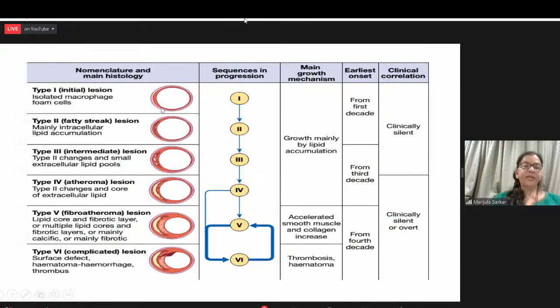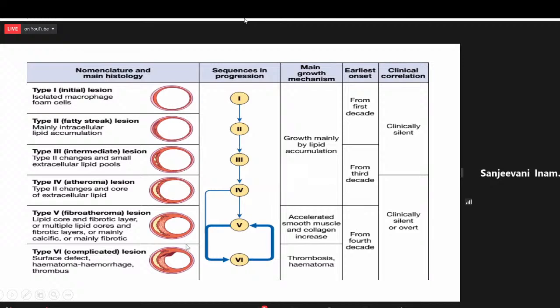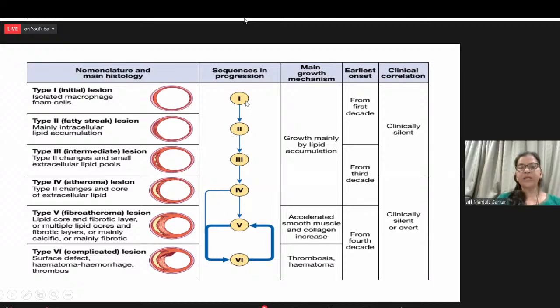Now, what are the different types? Everybody knows there is a small disruption. So the endothelium gets damaged, fat collects, a thrombus forms, the lumen gets reduced, and eventually there is complete destruction of the lumen. So how they progress, grades 1 to 5. The main growth mechanism is growth mainly by lipid accumulation up to grade 4. After that, accelerated smooth muscle and collagen increase occurs. From the first decade, from the third decade, and from the fourth decade. Clinical correlation: clinically silent, and clinically silent and overt.